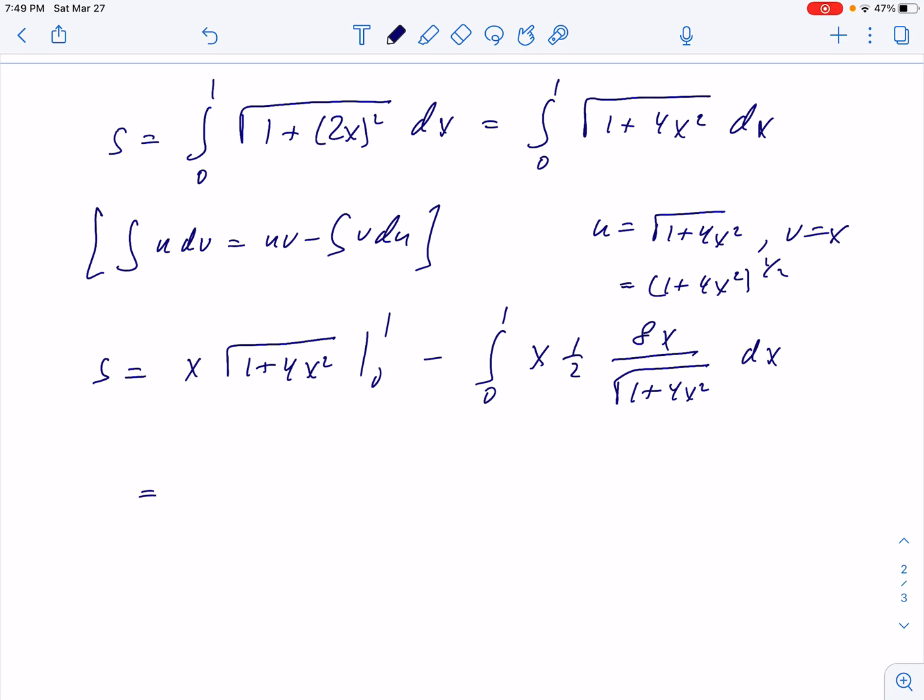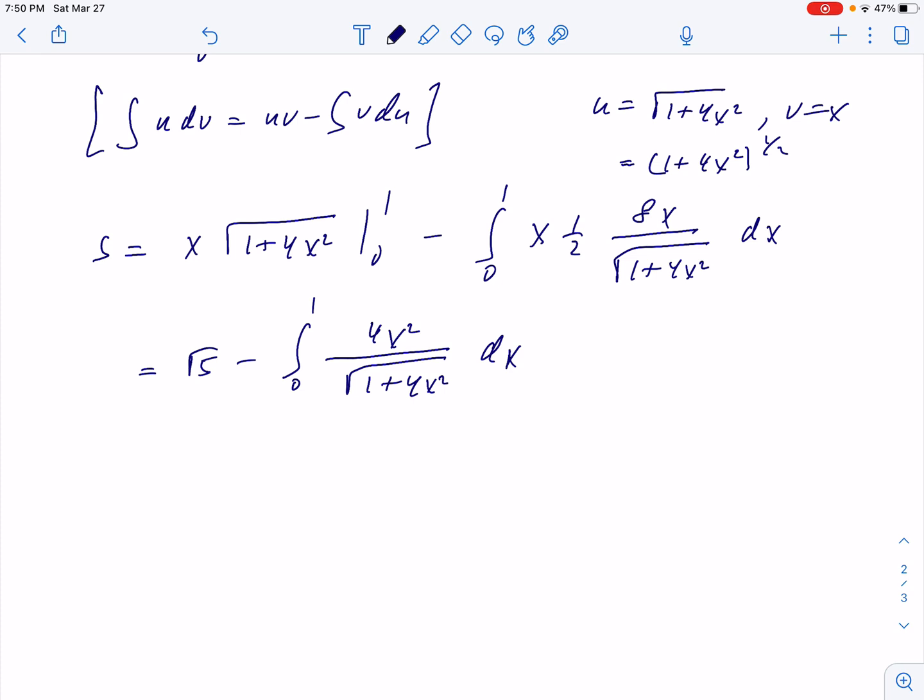Continuing this work, we can compute the integrated term between 0 and 1. At 1 we have root of 5, just this. At 0 this is 0. Minus the integral from 0 to 1. We have here inside the x with x will give you x squared. 8 divided by 2 is 4. There will be 4x squared on top over square root of 1 plus 4x squared dx.